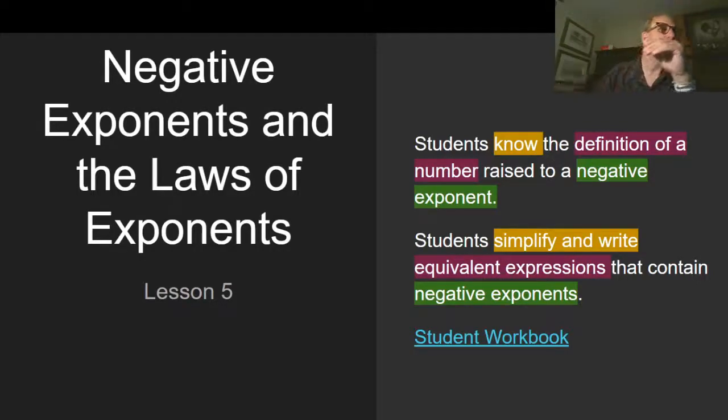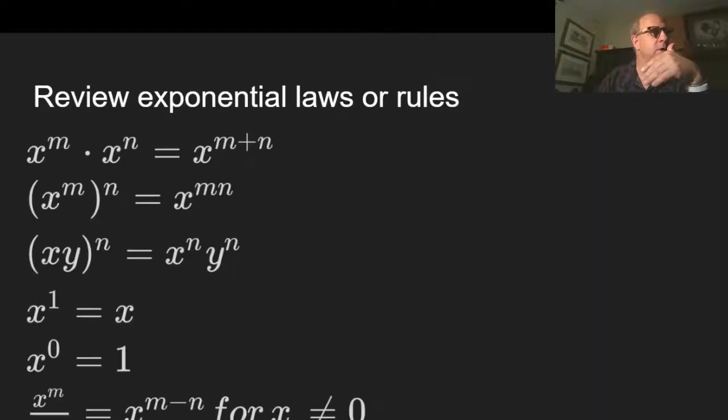But anyhow, so lesson 5. We are almost done with exponents. We are on the last rules. So we know the definition of a number raised to a negative exponent. We've been doing everything with positive numbers. Now we're going to jump into negative numbers. And then again, we are going to simplify and write equivalent expressions for negative exponents. We've been doing that, and we're going to continue doing that, only now we're going to add negatives.